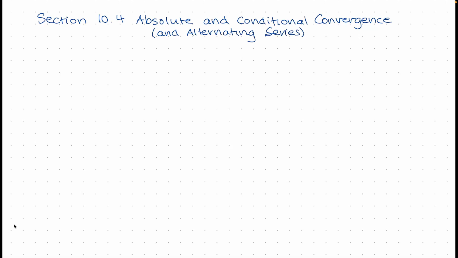All right, today we're going to do something called absolute and conditional convergence. That's the actual title of this section. But also in this section is something very important called alternating series. And if you're one of those people that uses the titles of the section to go back in your notes and find stuff, you may want to look up alternating series, and it won't be in the title. So anyway, there's that. So let's start with alternating series.